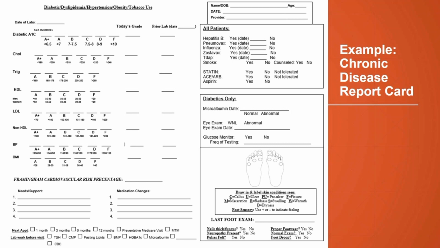We put the prior lab down, so we not only talked about where you are today, we could talk about where you came from when the last lab was done 3 months, 6 months, 12 months ago. It had all the standard preventative care vaccinations on there. The standards for hypertension in terms of statin, ACE-ARB, aspirin, diabetics that tracked our eye exam, our microalbumins, our foot exams, and then when documented on this report card, it became an engagement tool with the patient.